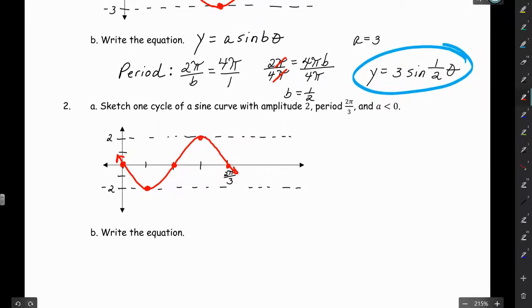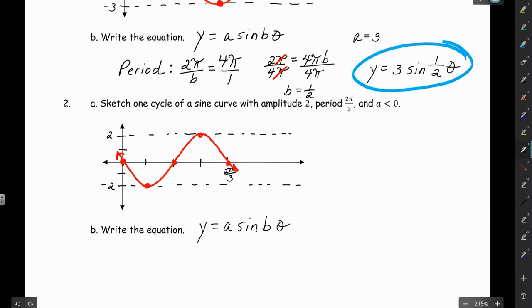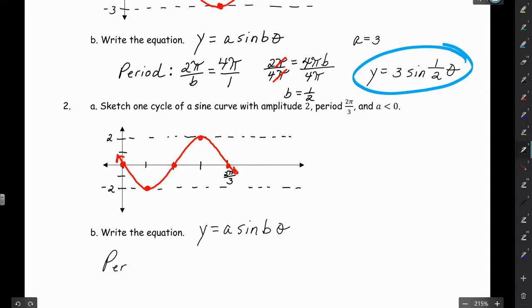Now we're going to write the equation. The equation should be in the form of y equals a sine b theta. We need to find b. We know that our period is equal to 2 pi over b, and we know in this case our period is 2 pi over 3. So we have to cross multiply and solve for b. So 3 times 2 pi gives me 6 pi, and 2 pi times b just gives me 2 pi b.